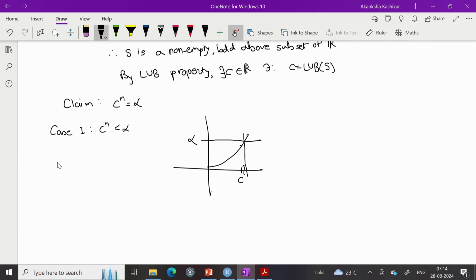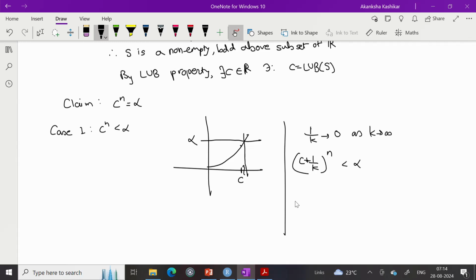We'll try to work it out in a reverse way. Let me write the discussion here. So we want to find a very small increment in C. We want to add something very small to C, and we want to make sure that that thing raised to n stays less than alpha. So we know that the sequence of reciprocals of natural numbers goes to 0. So I can find some k such that c plus 1 by k raised to n also stays less than alpha if c raised to n is less than alpha. So how do I do that?